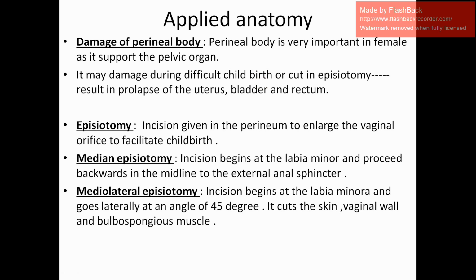There are two types of incisions given, that is the median episiotomy and the mediolateral episiotomy. The median episiotomy begins at the labia minora and proceeds backward in the midline to the external anal sphincter. The second, the mediolateral episiotomy, begins at the labia minora and goes laterally at an angle of 45 degrees. It cuts the skin, vaginal wall and bulbospongiosus muscle.